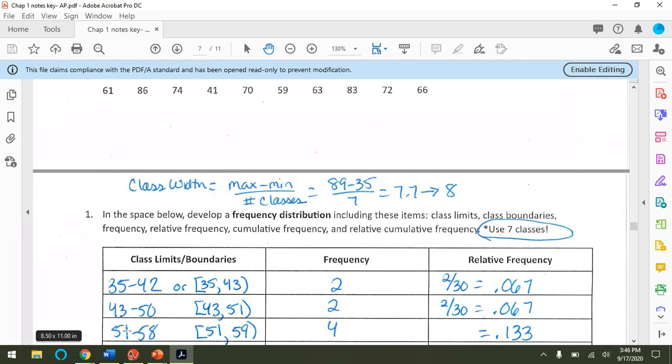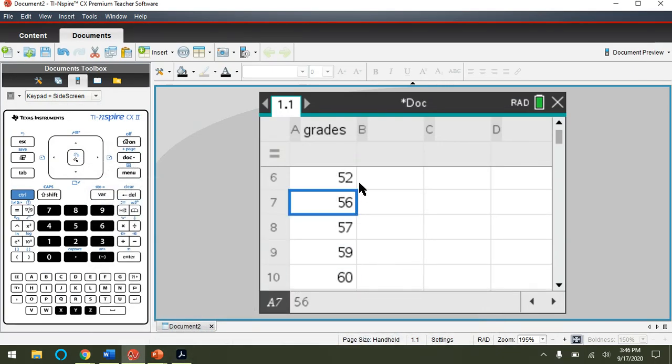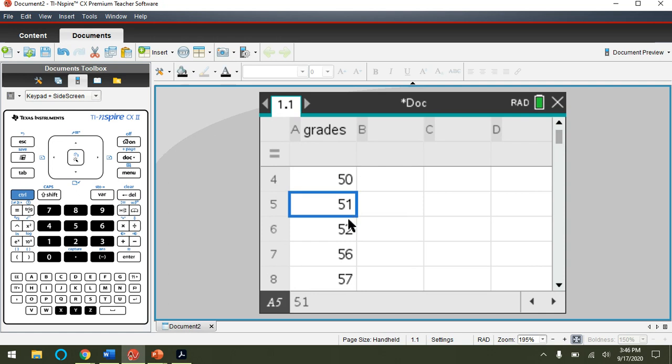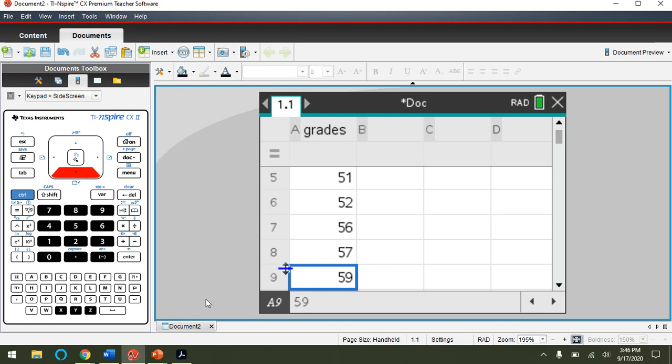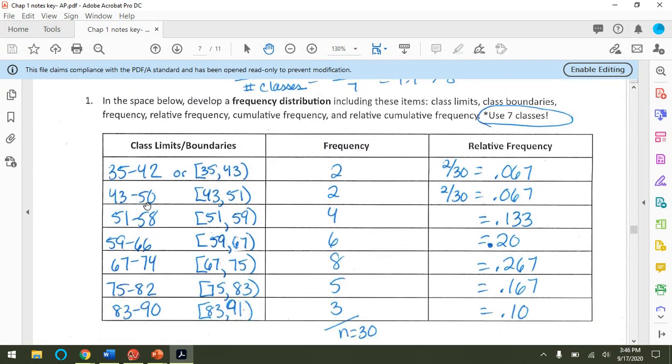So then I say, all right, next one is 51 to 58. That's where your limits would be included. You can write it either way, and I'm going to show you why either way is okay to write it. So then I count, I have 51 was up here, 51, 52, 53, 56, 57. That's 4, because then that goes into the next class. As I continue on in that process, I wind up with all of these classes.